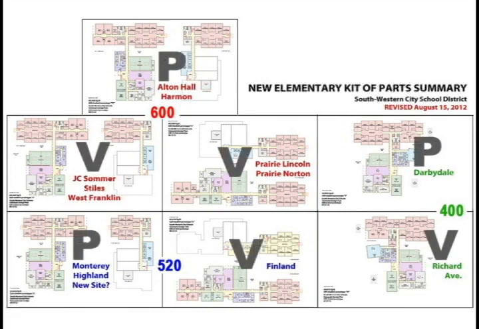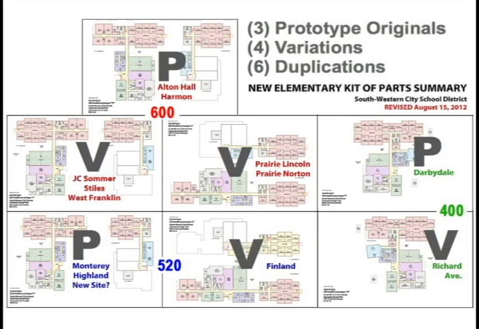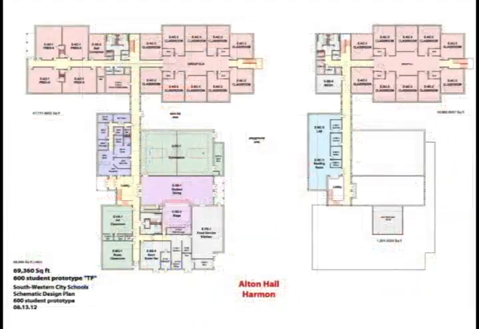Again, we'll have 3 original size prototypes. We'll have 4 variants, and that'll create all 13 of our buildings. So we're very excited about the efficiency and the equity that's coming out of this process. When you look at this, this is Alton Hall. This is our 600T prototype, if we want to call it that.